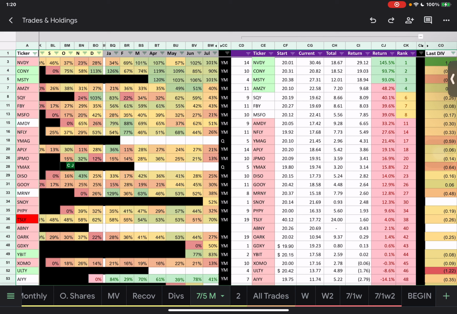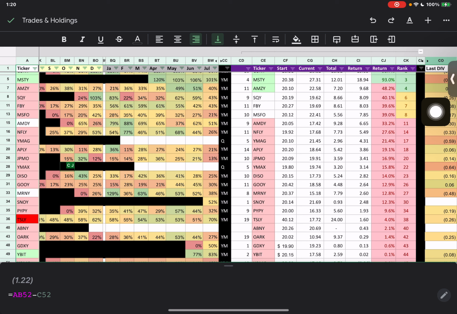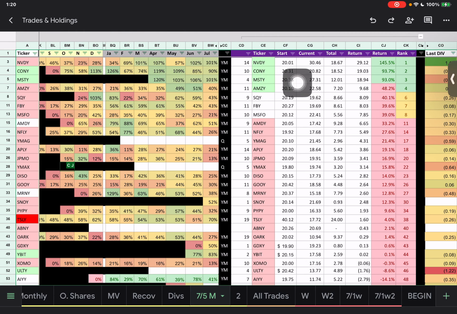So we can see NVIDIA here. I don't know where my little pointer is, but there it is. Sorry, but then you can't see those screens. So we have NVIDIA here, 145%, ranking number 1. Coney, 94%, ranking 2. Misty, 93%, ranking 3. With AMZ at 48%, ranking 4. So it's $2.50 above. It's paid $7.20. So total return is $9.68, which is 48%, ranking number 4.